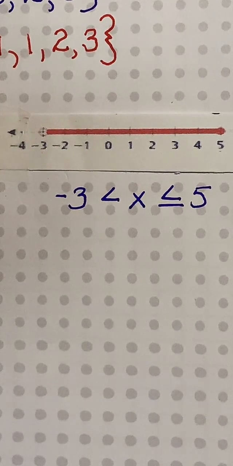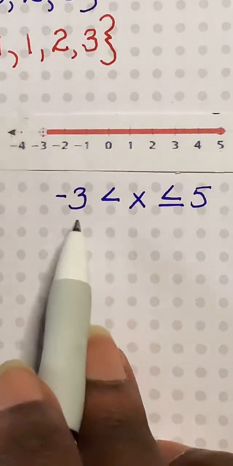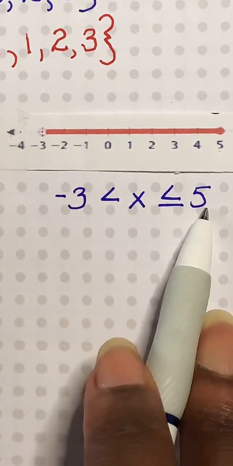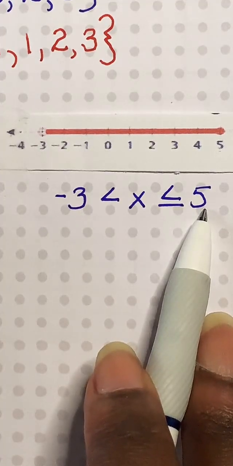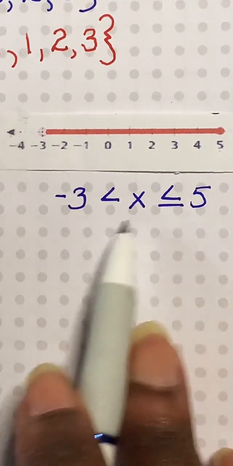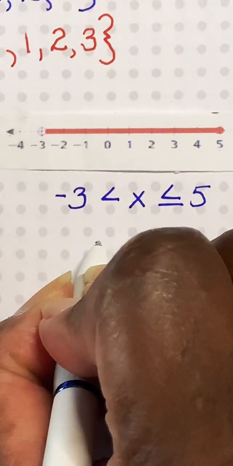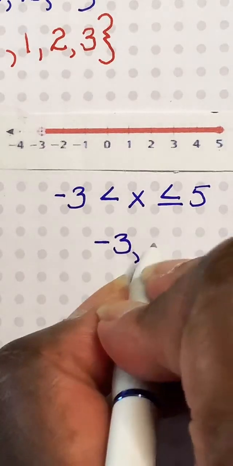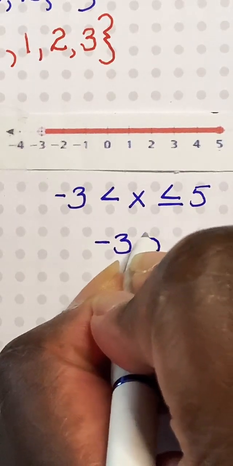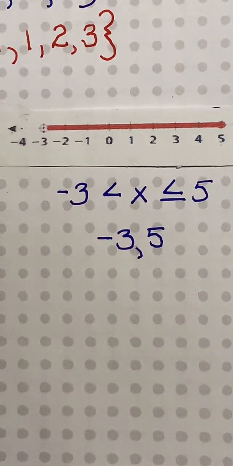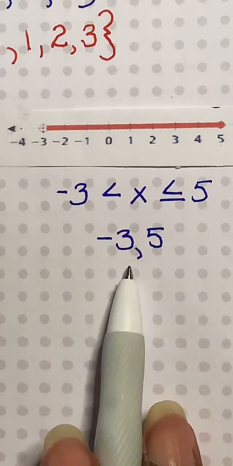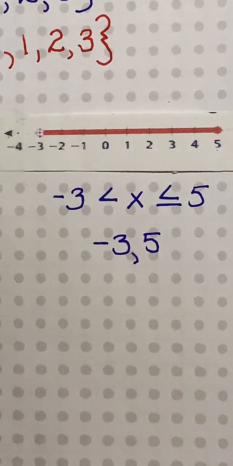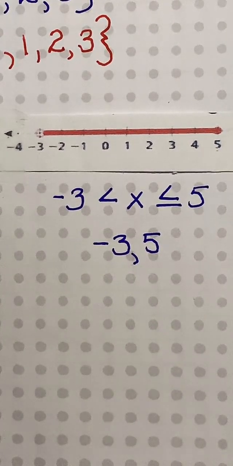All right. Now, that's the inequality. But if I want to do it as an interval, that means I have my lowest number, which is -3. I have my highest number, which is 5. There is a reason why I'm trying to redo this. Just hold on. There's a reason why.